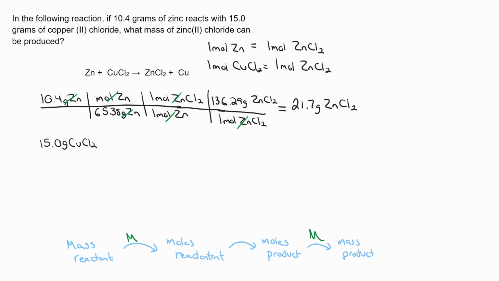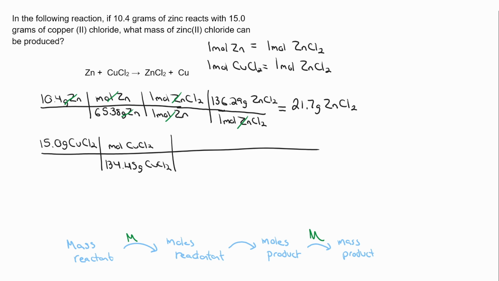Now let's do the same thing with the copper 2 chloride below. Let's do the same procedure, just with different molar masses and the same but different conversion factor. So here, copper 2 chloride has a molar mass of 134.45 grams per mole of copper 2 chloride.